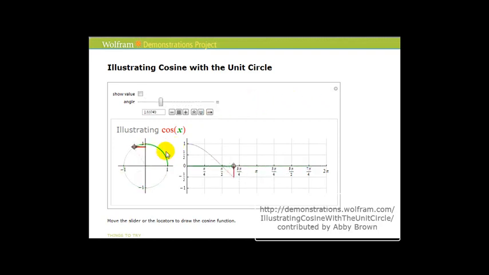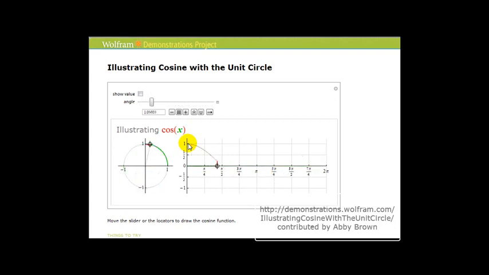So again, keep in mind the cosine function is equal to the x-coordinate of the point on the unit circle where the terminal side of the angle intersects the unit circle. And on the right, we're seeing points plotted where the x-coordinate would be the angle and the y-coordinate would be the cosine of that angle.